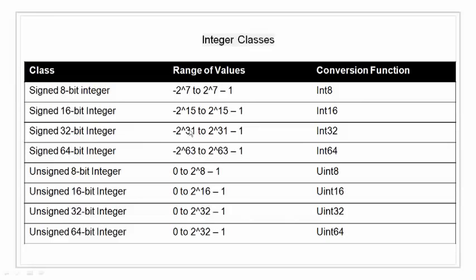For example, to store a value of 100, we do not require a 32-bit integer. We can work with an 8-bit integer or a 16-bit integer. Hence, in this way we can save memory and speed up our program execution. The table here shows the integer classes that are available in Matlab, the range of values, and also the corresponding conversion function that we need to use to convert other data types into this one.